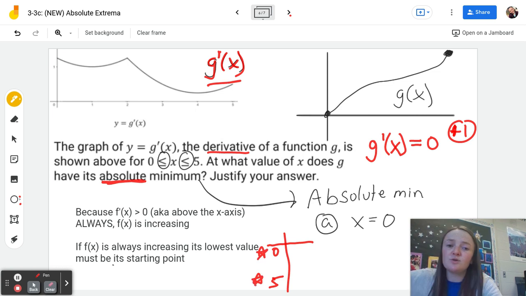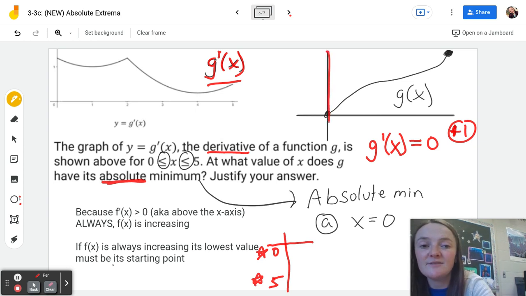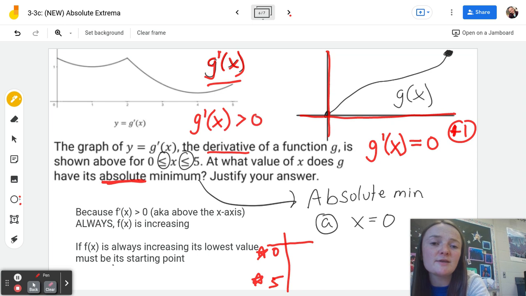So all I'm going to do is check the endpoints. Well, that's kind of hard to do because I don't have the original function. So here's what I'm going to have to do. I'm going to have to estimate what I think the original function looks like, and that's what I did over here. Doesn't have to be perfect, I'm just going to estimate it. Notice here how g prime of x is always greater than 0. I know this because it's always above the x-axis.